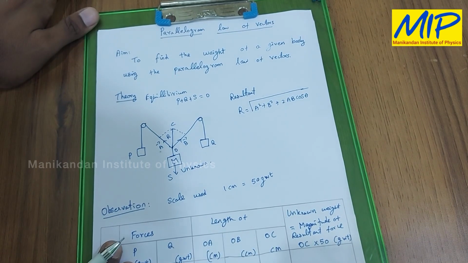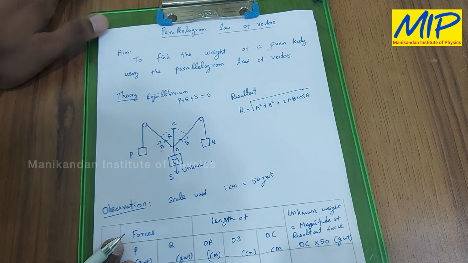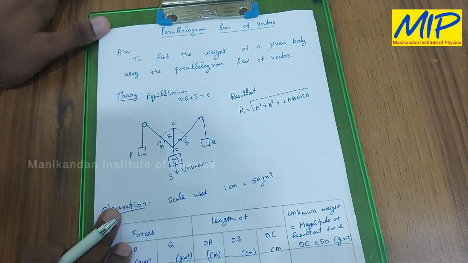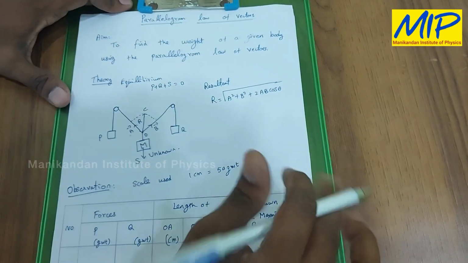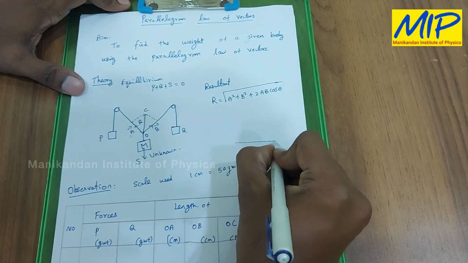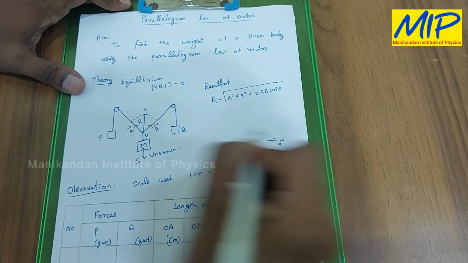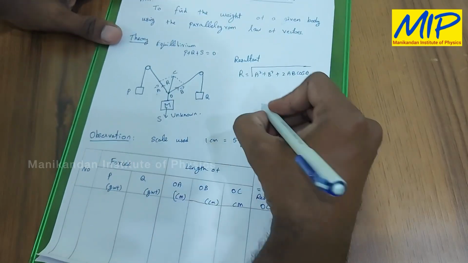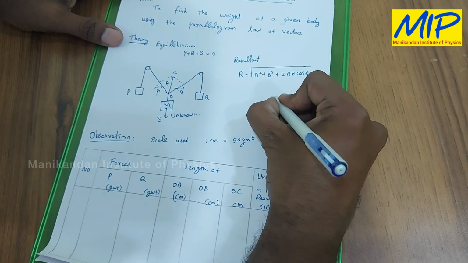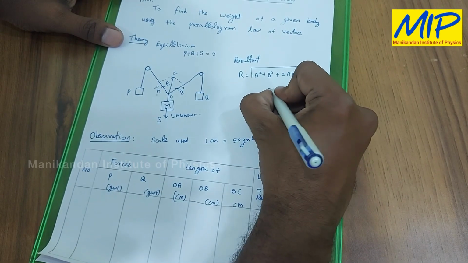So first, the aim is to find the weight of a given body using a parallelogram of vectors. First I will explain what is meant by parallelogram of vectors. So you have a vector A in this direction with a magnitude. This is my origin. We have another vector B in this direction.